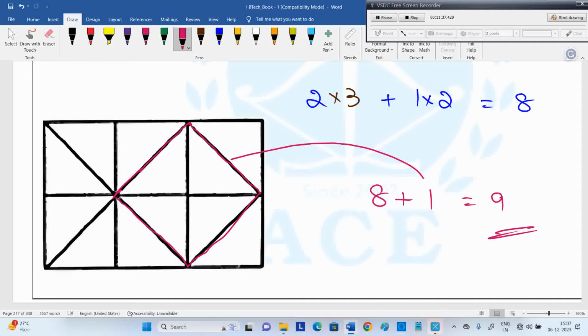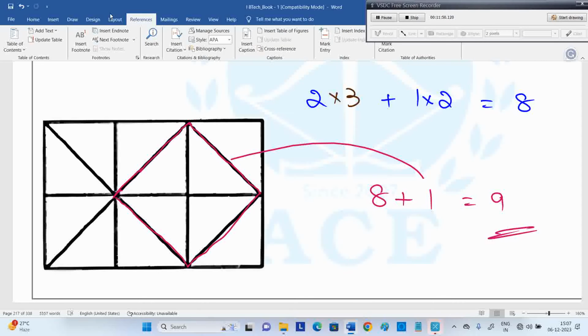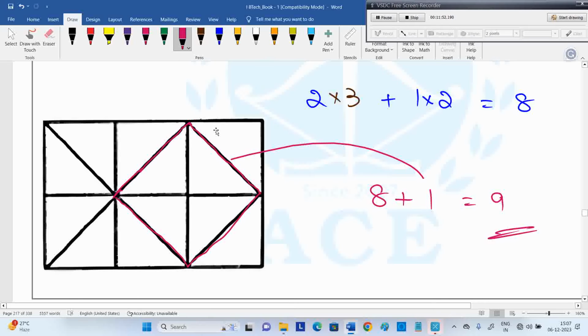2 into 3, 2 rows and 3 columns, then 1 by 2. So 6 plus 2, 8. Then here we got 8 plus 1. This 1 extra is because of this shape. Done? See the next one.